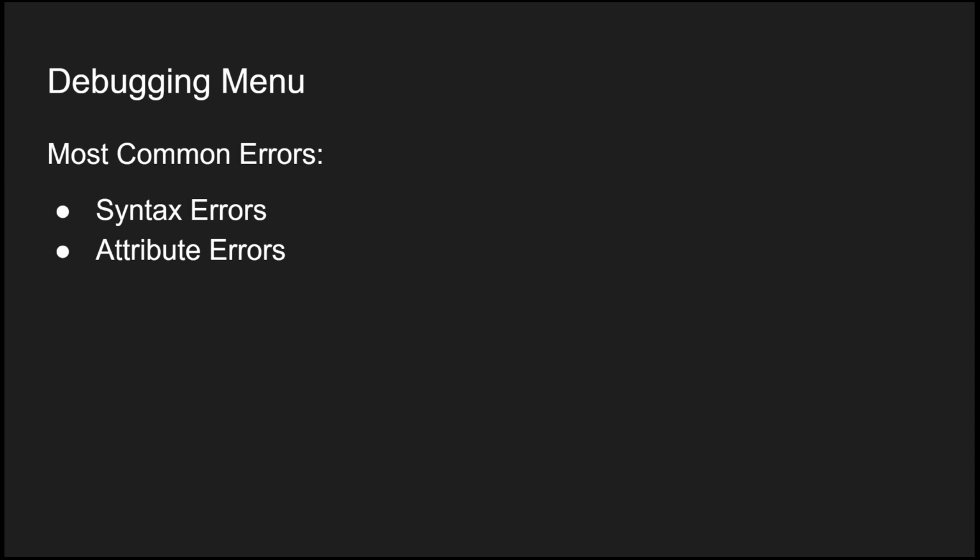Another error is the attribute error, which is when you try to do something that doesn't exist. For example, if you tell a sensor to run, because only motors can run, you would get an error.